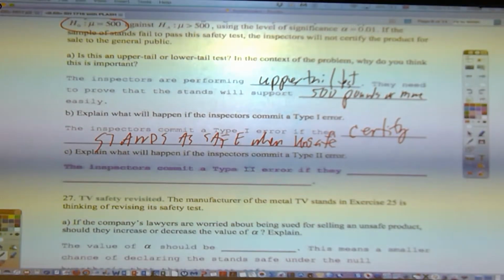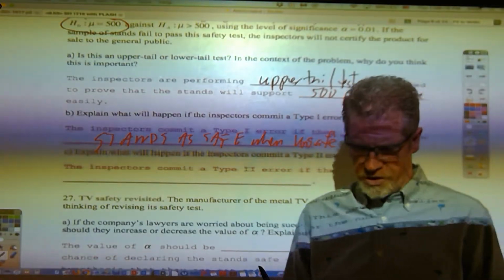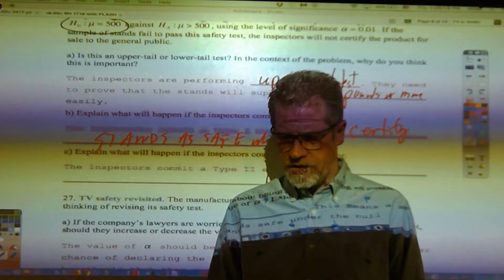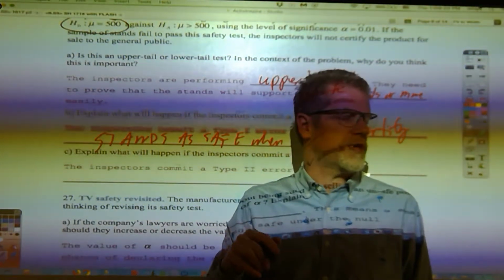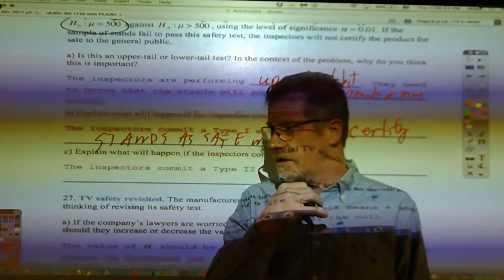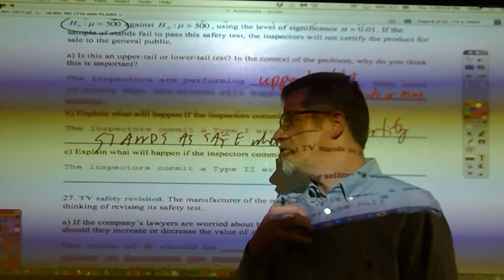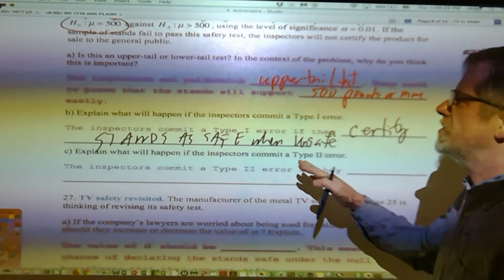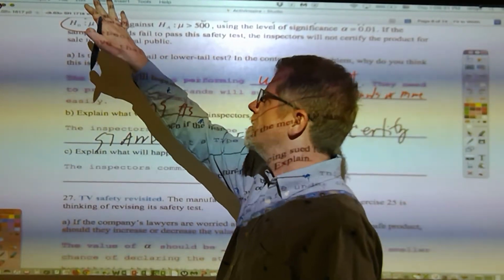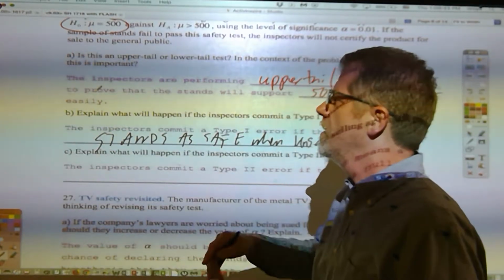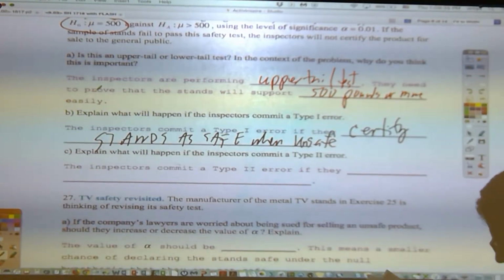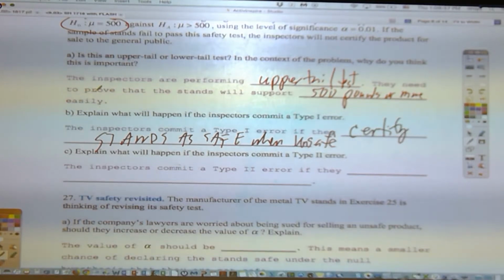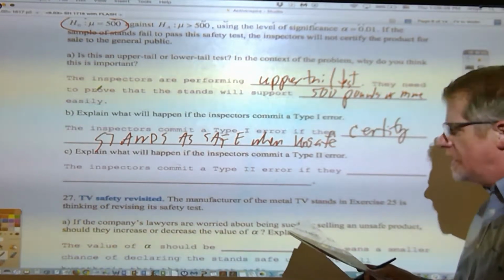What will happen if the inspector commits a type 2 error? By definition, go ahead and pause the camera and try to fill it in. When you're done, come back. We're back. So the type 2 error is incorrectly failing to reject the null hypothesis. So we didn't reject the null hypothesis. We declared them unsafe when in fact they were safe. So we threw it away. We threw away a perfectly good TV stand, even though it was safe.